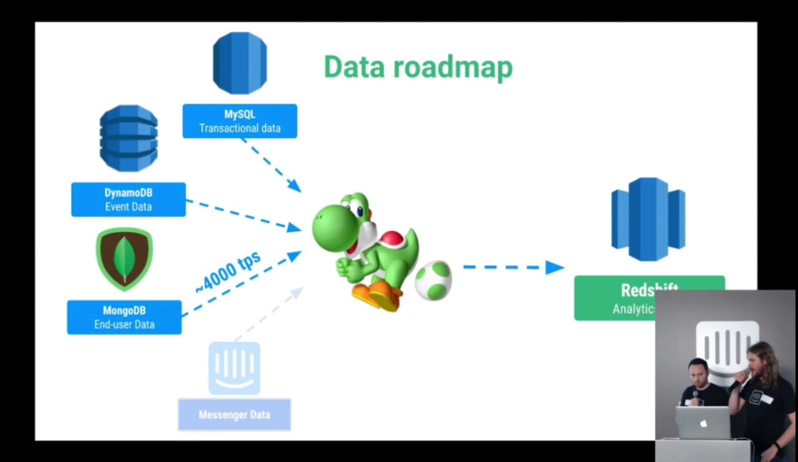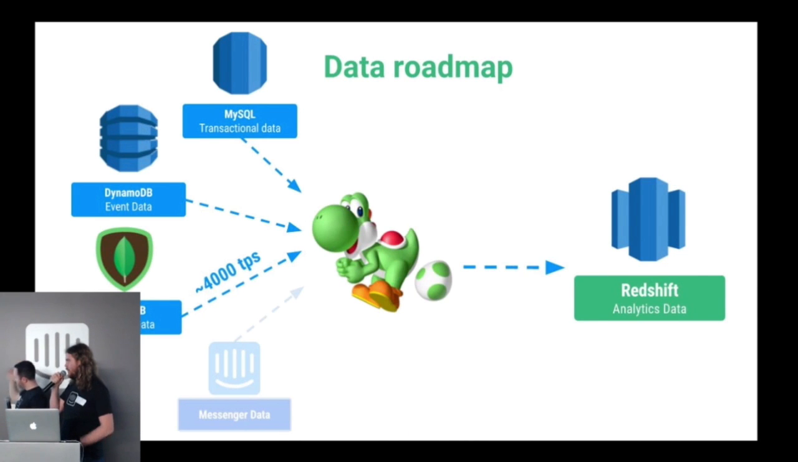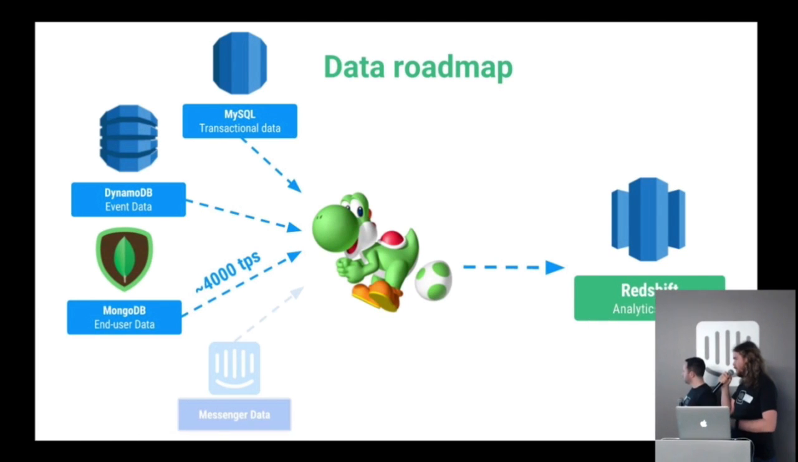Right, so just quickly go over the data roadmap that we have. So we just talked about the event data. We're also just finishing up a project with our end user data. Which is an interesting challenge because it's a relatively high update workload, around 4,000 transactions per second. So similar project, and should be fun.